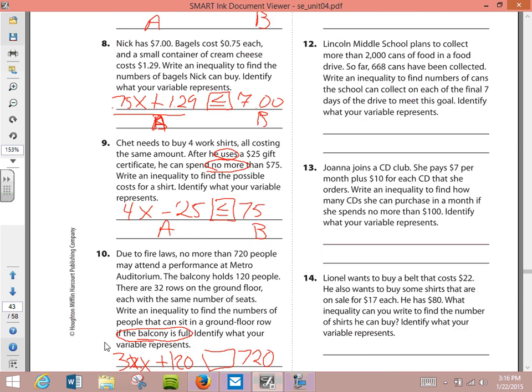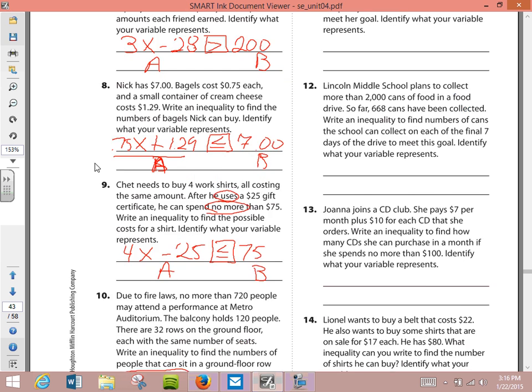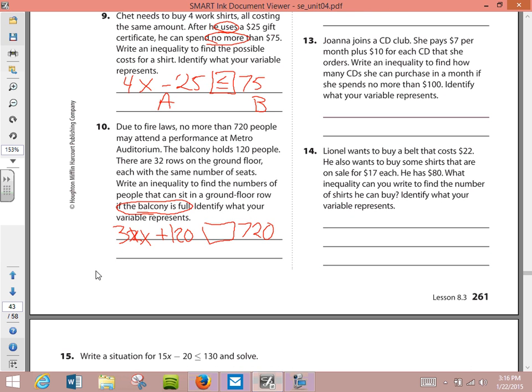It's less than or equal to. You forgot the symbol. Less than or equal to because it says no more. No more. So it has to be less than or equal to 720. And she just said, well, it's the same thing.